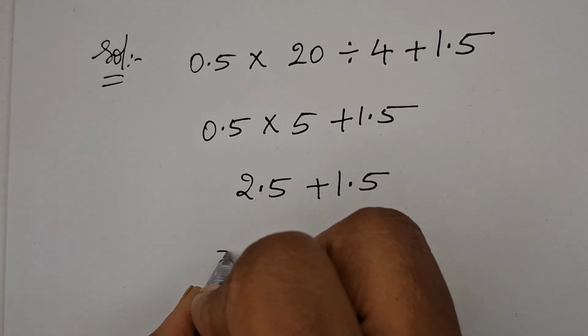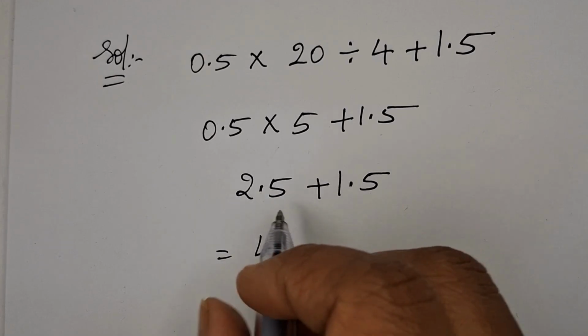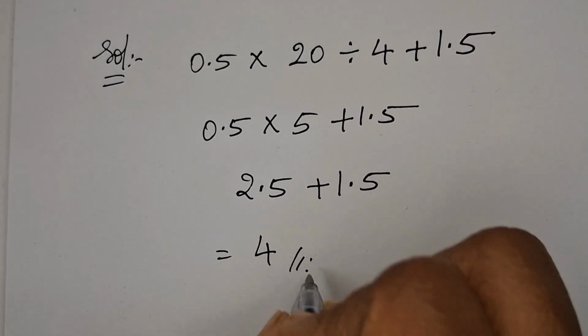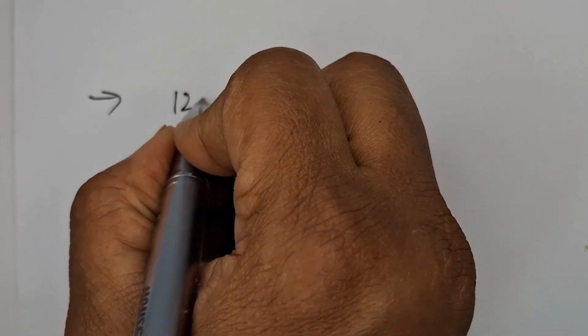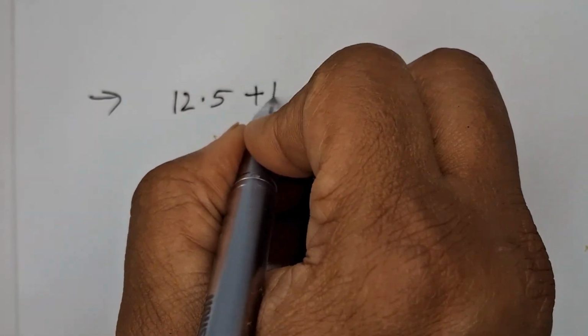So here again the addition operation is there. So 2.5 plus 1.5 is 4. 4 is the answer. So we'll move to the next question.